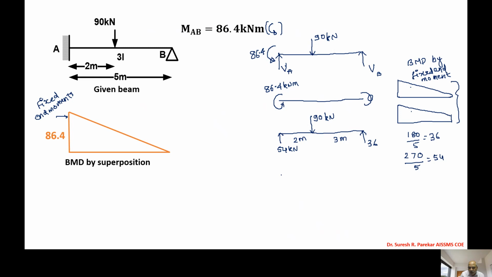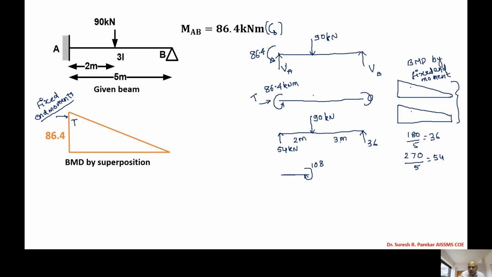Now if we draw the bending moment diagram, we are going to plot the bending moment. So 54 into 2, we have that as clockwise, and the value will be 108. If we take from this side also, 36 into 3, 108. Now this BMD whatever we have plotted is on the tension side. So this BMD, which we have plotted in orange color, is on the tension side.